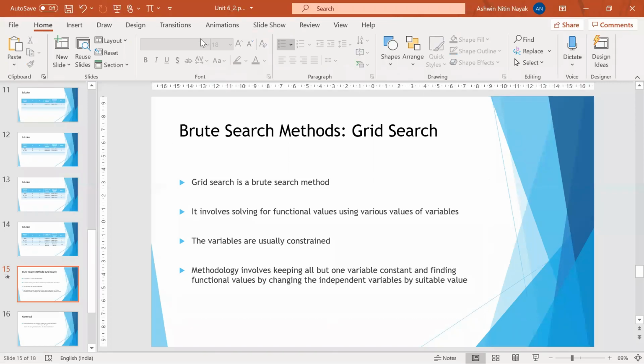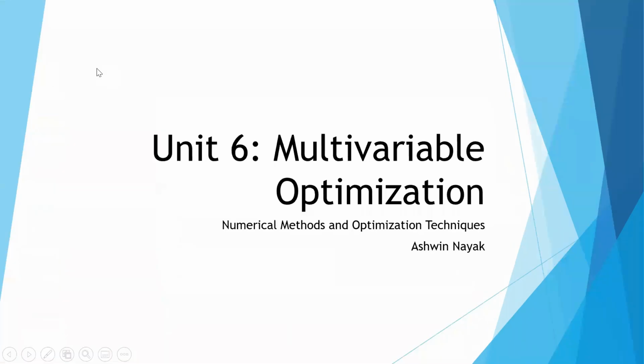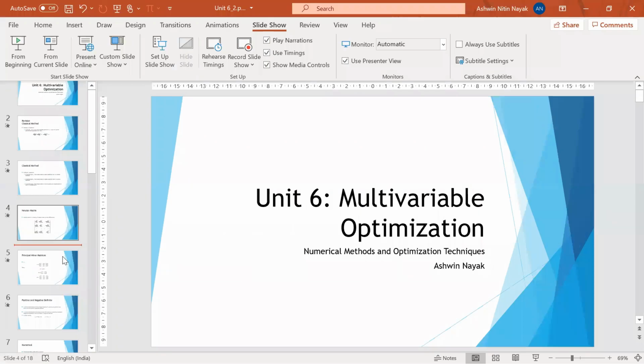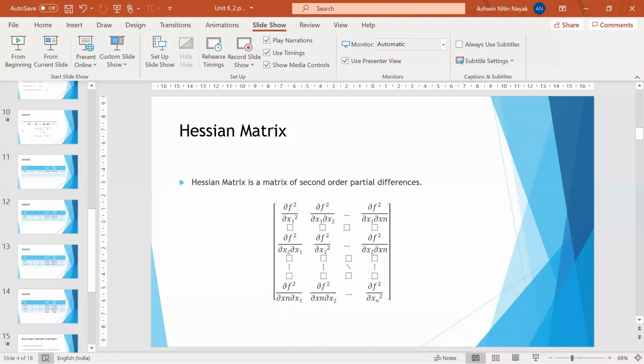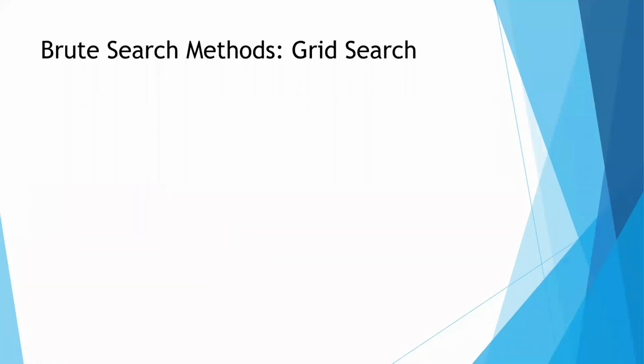All right. So now the very small part that I want to cover. After that, we can go back to edit. The brute search methods, like we did in single variable optimization, there are brute search methods here as well in multivariable optimization, and I'm going to call them grid search method. The first method that we're going to study is grid search.